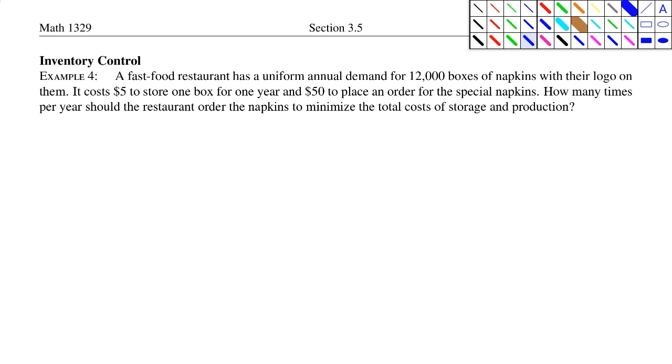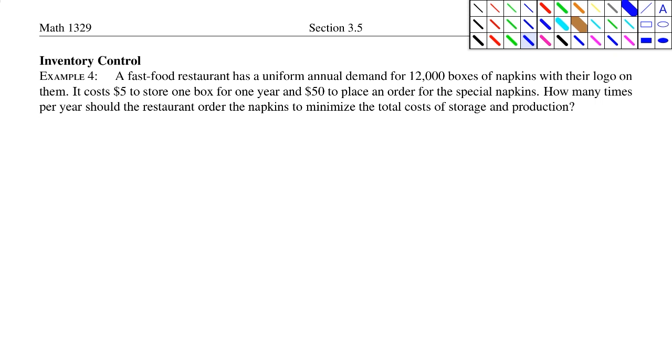What inventory control tries to do is find the balance between having to order too often and having to pay for storage versus not ordering too quickly and then not having enough on hand. So what we try to do here is minimize the cost involved in the whole process. So let's read the example.